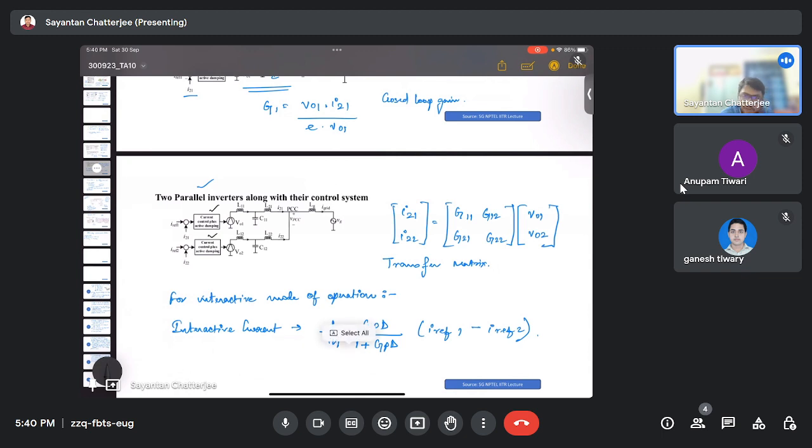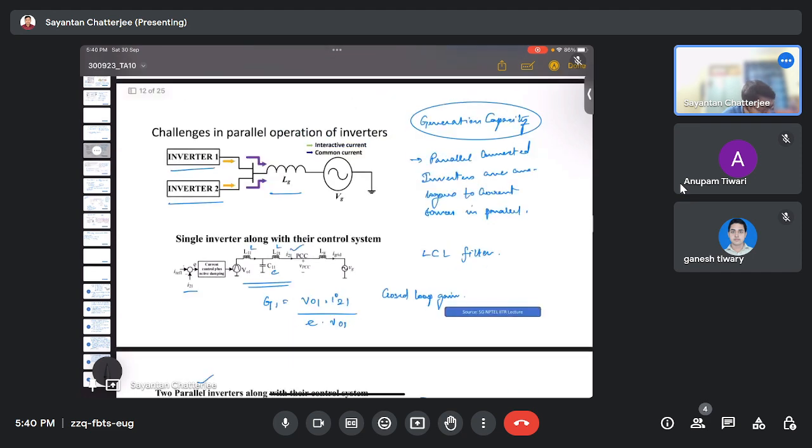Both of them need to feed the grid, because suppose this one is from the solar and this is from the wind, or any other solar units. If they are to feed the grid at the same point, the same PCC, then the interactive current exists when there's a difference between the IREF values. The IREF is the reference current.